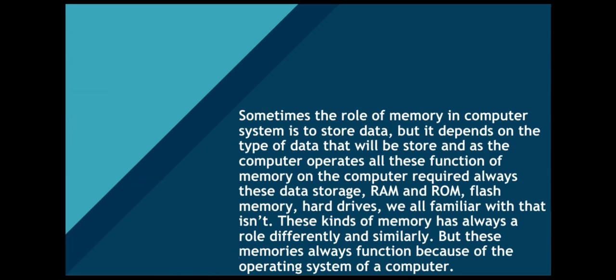Sometimes the role of memory in a computer system is to store data, but it depends on the type of data that will be stored. As the computer operates, all these functions of memory require data storage, such as RAM and ROM, plus memory drives and hard drives. We are all familiar with that, isn't it? These kinds of memory always have roles that are different and similar. But these memories always function because of the operating system of a computer.